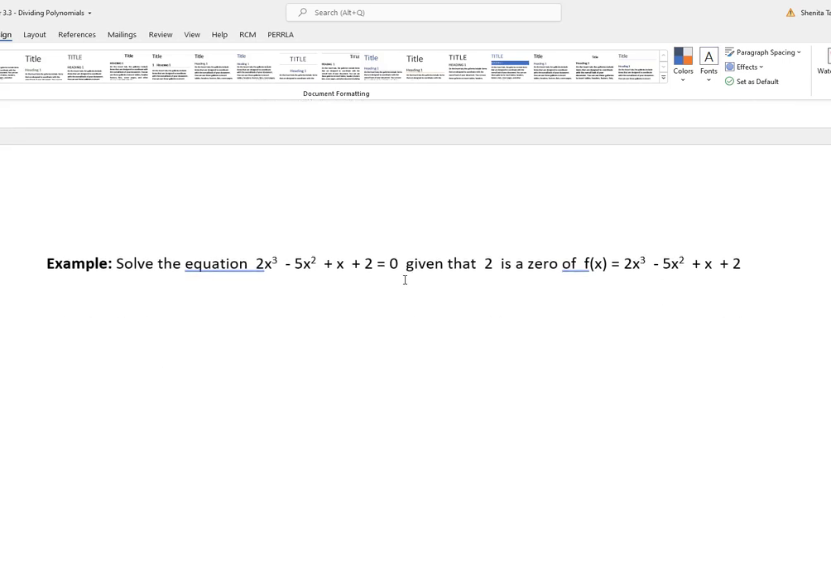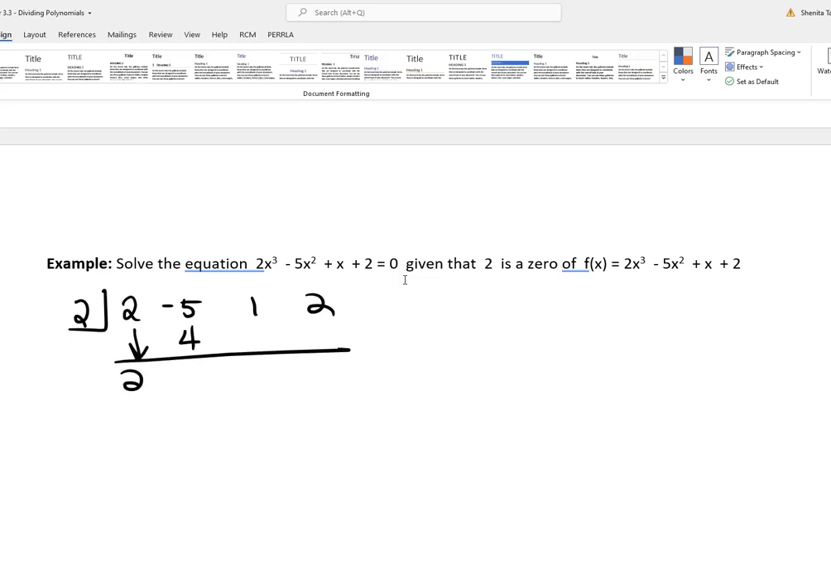Okay, let's try another one. We're going to solve the equation 2x cubed minus 5x squared plus x plus 2 equal to 0, given that 2 is already a 0 of the function. So let's go ahead and divide it out so we can figure out the quotient and use the quotient to find the remaining zeros. So we get 2, negative 5, 1, and 2.